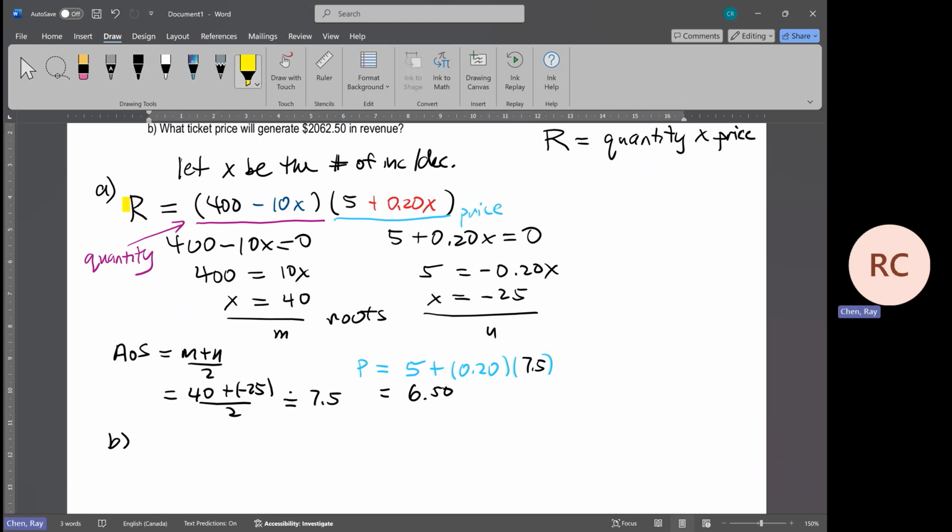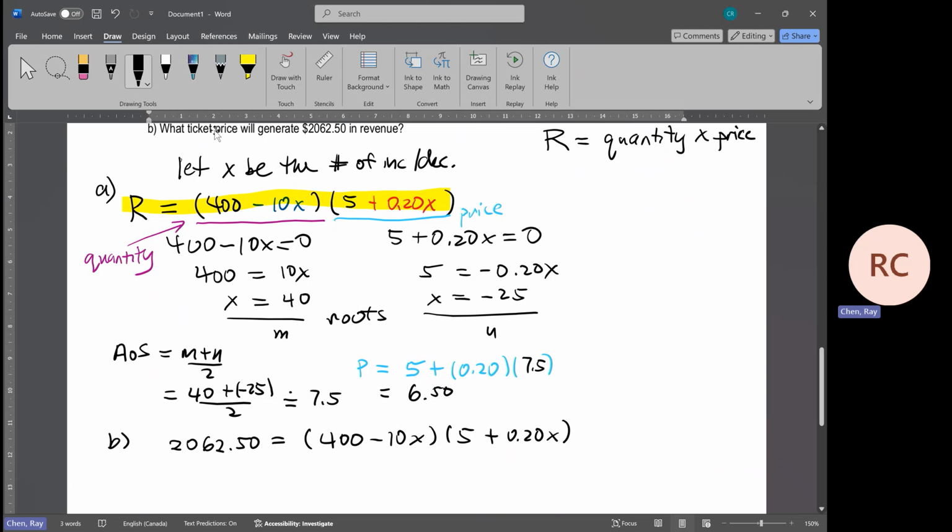So notice for this question, we actually have to take that equation that we have, and I'll highlight it so people can see it. For question B, we're going to substitute the R value of $22,062.50 into our equation. Now, unlike question A, where we let the roots be 0 for the revenue and find our M and N, that was the answer for question A.